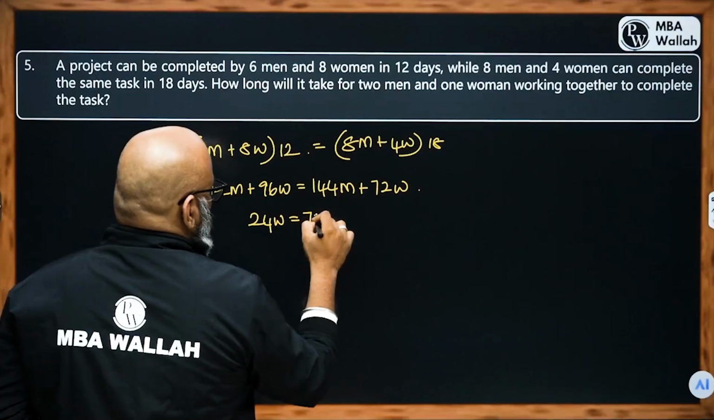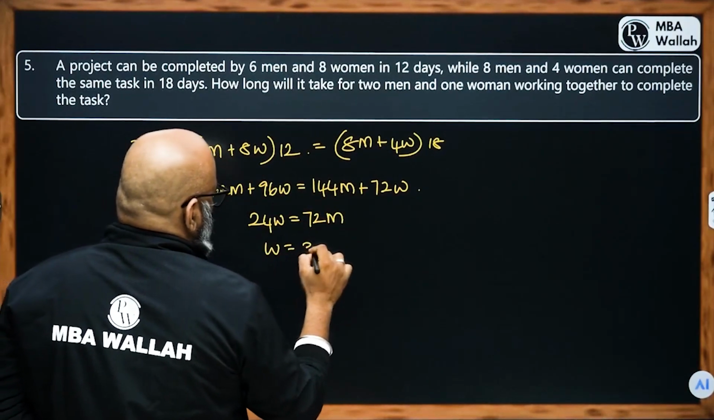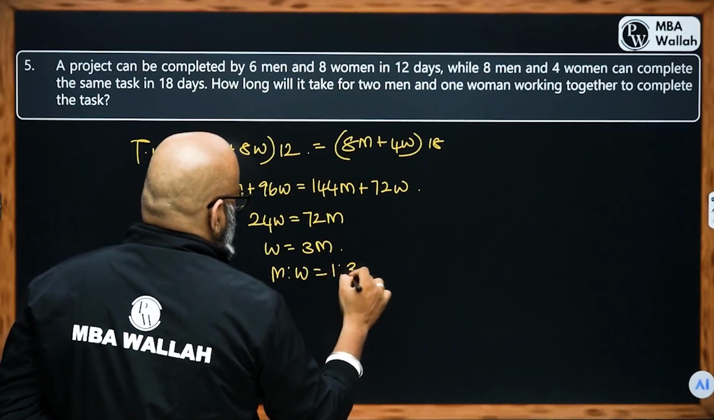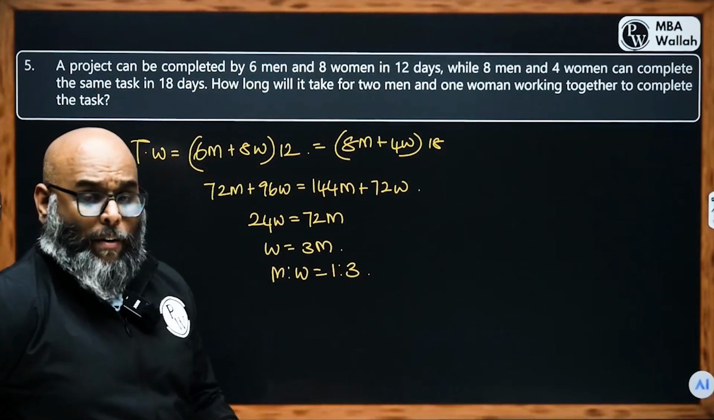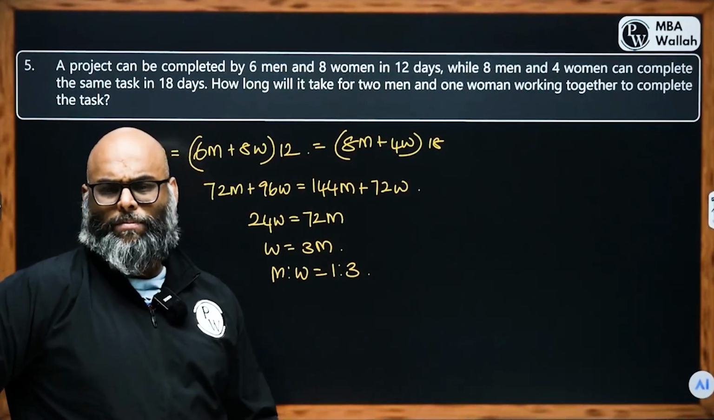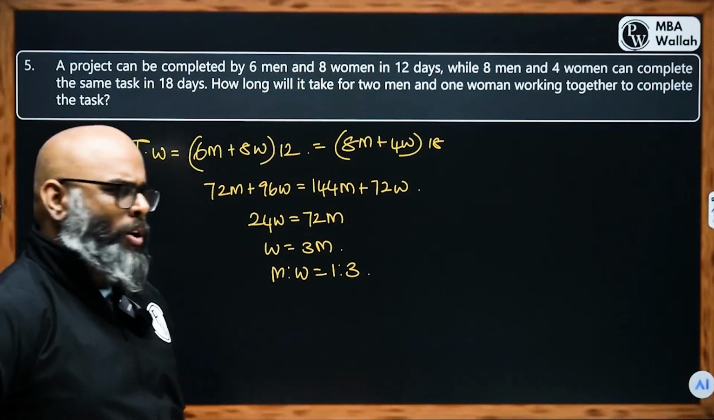24W is equal to 72M, or W is equal to 3M. M is to W is equal to 1 is to 3, which means that if a man can do 1 unit a day, a woman can do 3 units a day, right? Now we can plug in this ratio over here and find total work.